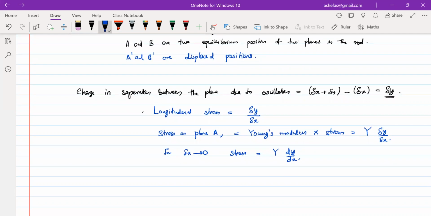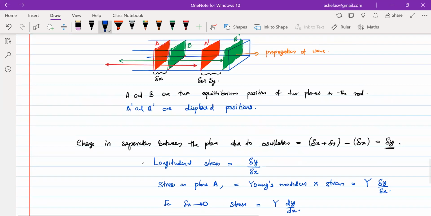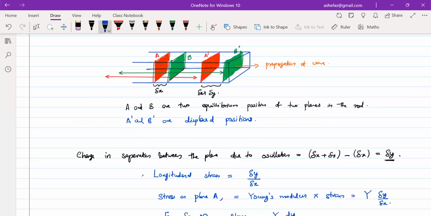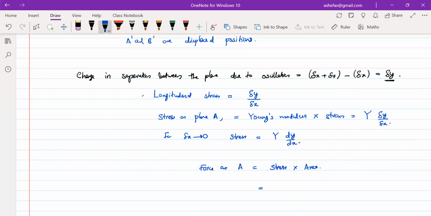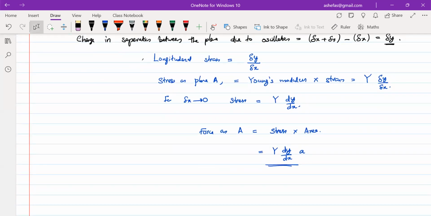Okay, then what would be the force on A? The force on A would be stress into area. Since capital A is already represented for the plane, we can represent the small a as the area of the plane. Then stress is Y dy by dx times a. So this would be the force on the area a.